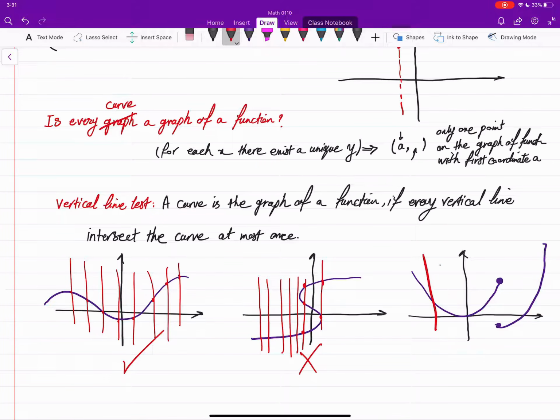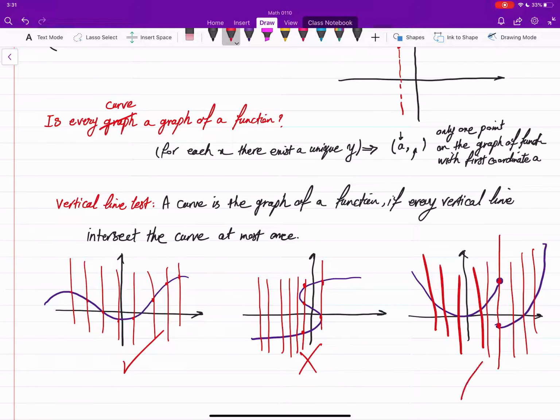How about this one? Well, we draw these vertical lines. Everything is good. There's only one issue here. When you see solid bullet points, it means that the point is included in the graph. This specific vertical line intersects this graph at this point and at this point down there, so that fails. Only one such vertical line is enough to say that the graph is not the graph of a function.